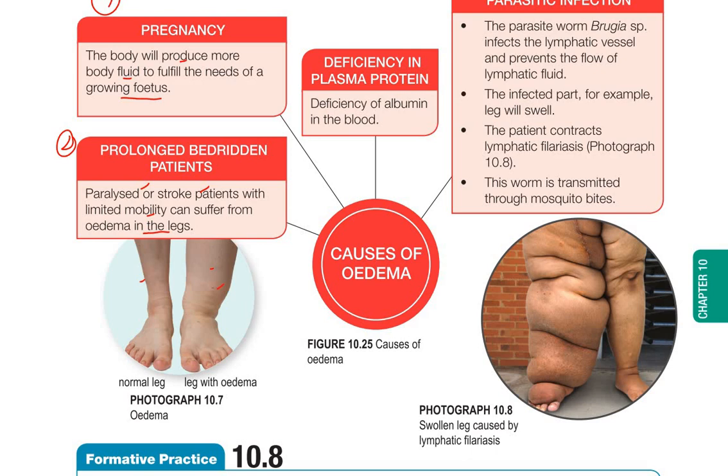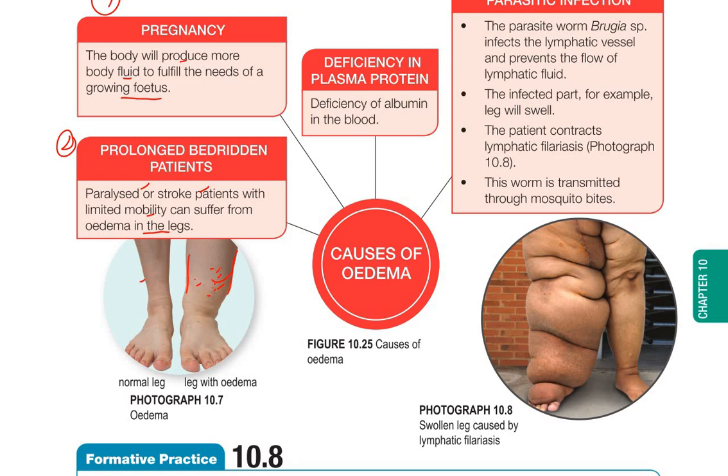So the legs of a pregnant mother can become like this, and also prolonged bedridden patients, meaning patients that are paralyzed and cannot move. Bedridden means just staying on the bed for the whole time. Okay, so they cannot move. So what happened? The tissue fluid will accumulate here, and then cause the swelling of the cells. Okay, and then this can be shown by the swelling at the legs.